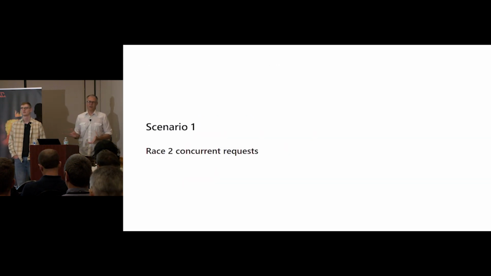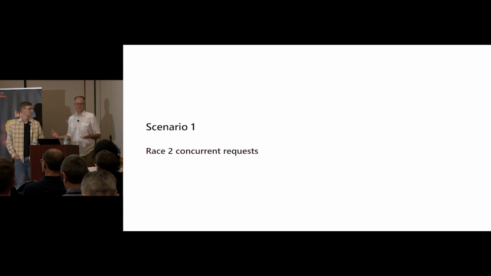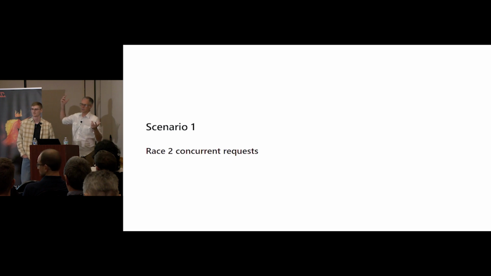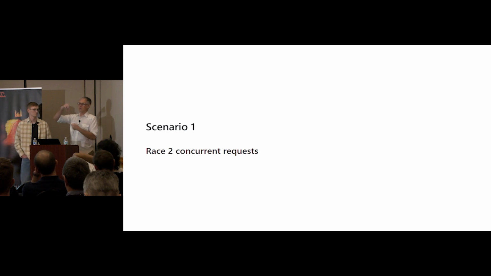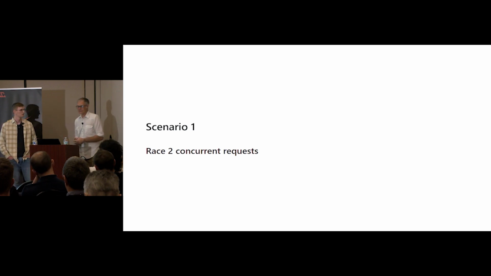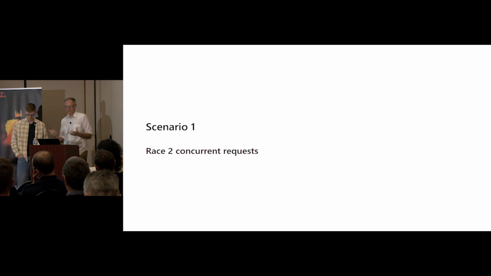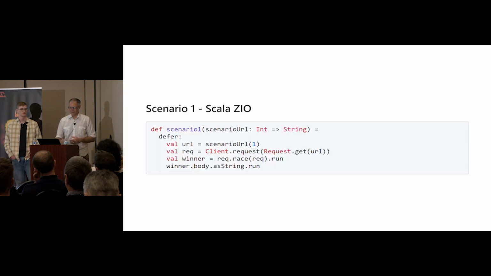So for the first scenario in Easy Racer, the idea is race 2 concurrent requests. So we're going to open an HTTP request, we're going to open a second HTTP request, and then one of those is going to get a response that says, hey, you're the winner, and then we should cancel the loser. And so this is the easiest, most straightforward use of structured concurrency, a very basic race. And so we're starting with the simple thing.